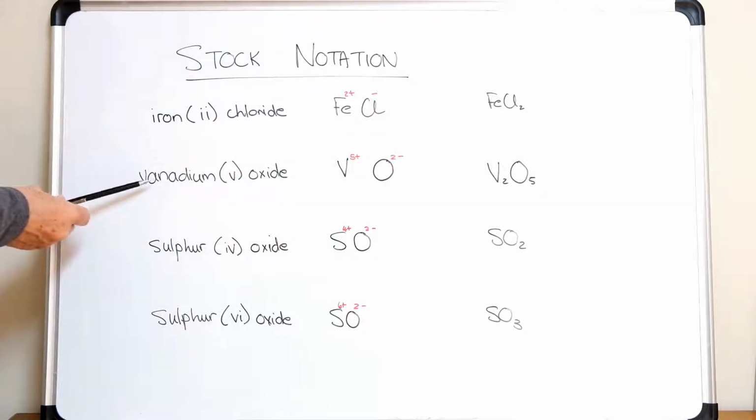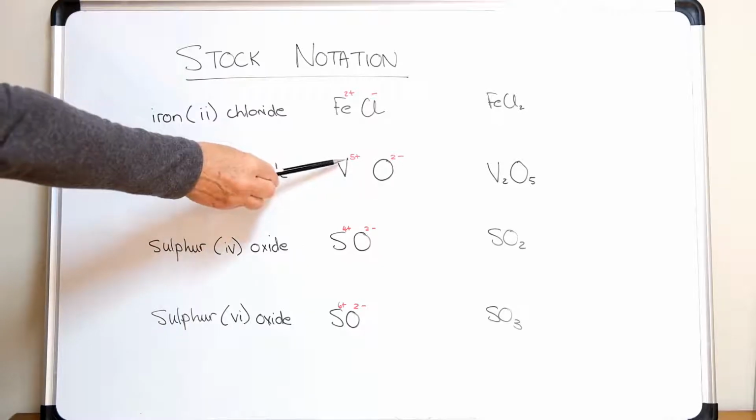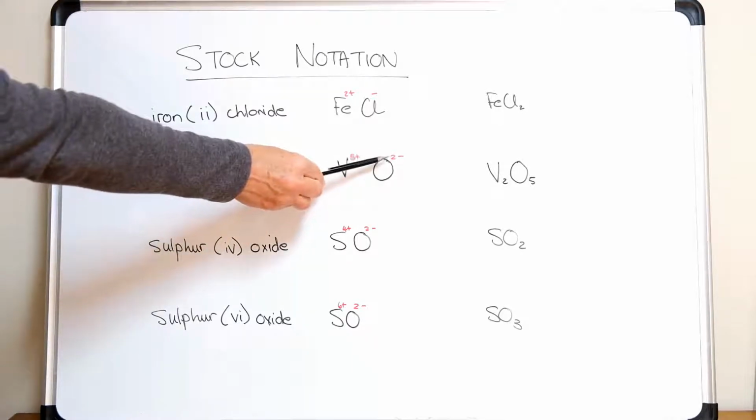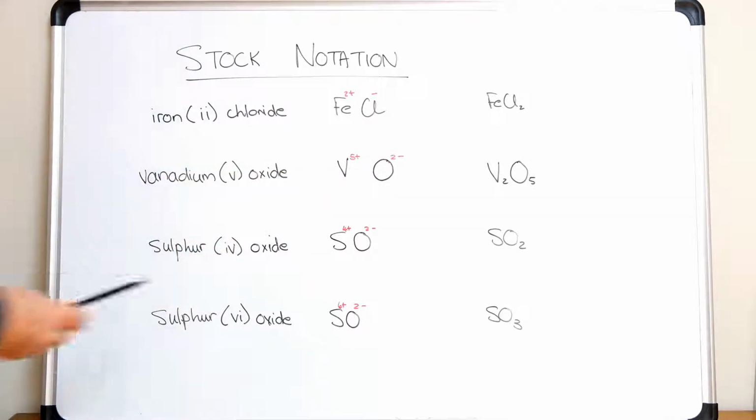If we look at vanadium(V) oxide, we actually say vanadium pentoxide. Pent means 5. So vanadium has an oxidation number of positive 5. Oxygen is negative 2. The formula will be V2O5.